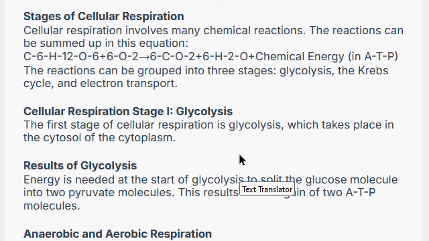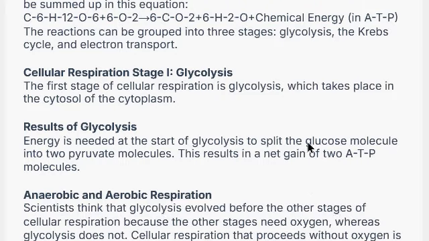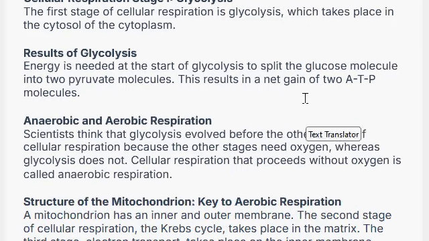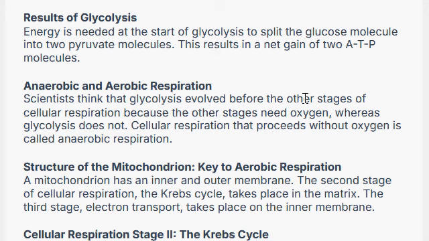Cellular respiration stage 1, glycolysis. The first stage of cellular respiration is glycolysis, which takes place in the cytosol of the cytoplasm. Results of glycolysis. Energy is needed at the start of glycolysis to split the glucose molecule into 2 pyruvate molecules. This results in a net gain of 2 ATP molecules.